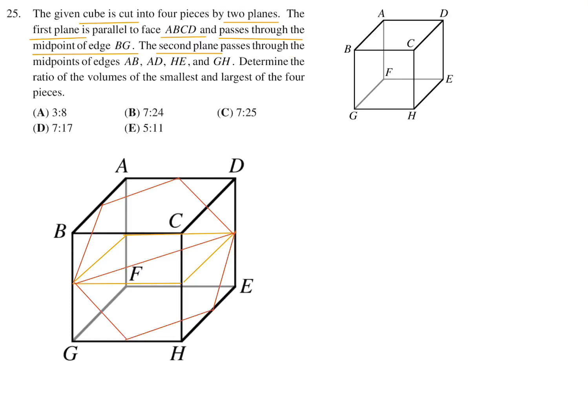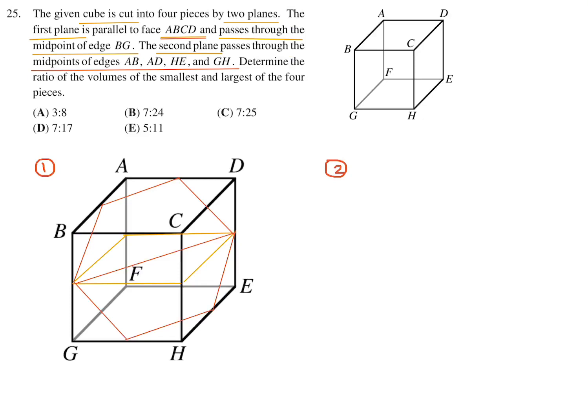So this is, first of all, the two cuts, all right? The two planes. The first plane that I drew in orange was the one that's parallel to ABCD, and the second plane that I drew in red was the one that passes through all the midpoints as given in the question stem. All right? So that is part one. So that's part one right there. Okay, now we get to part two.